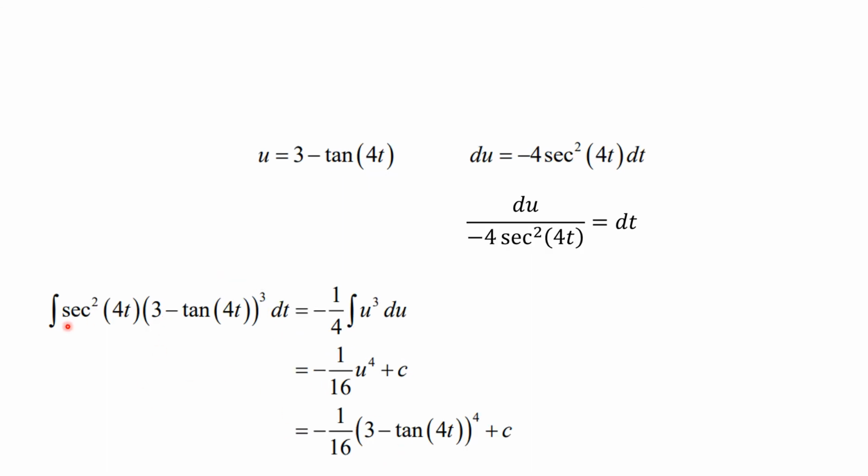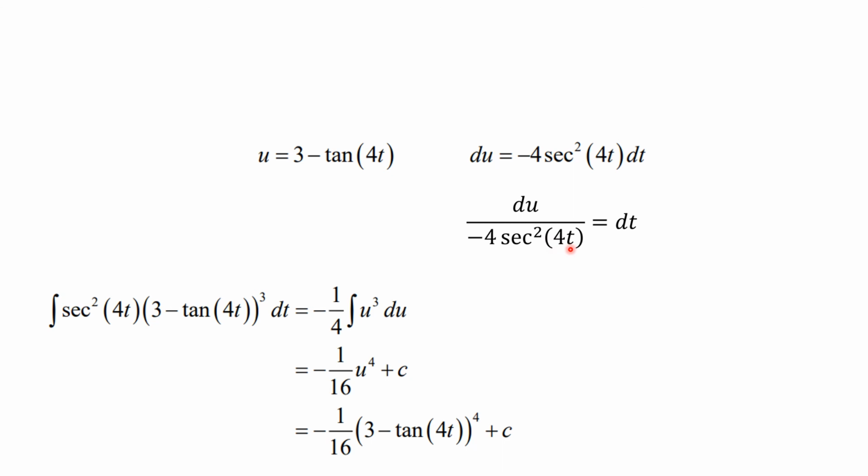This example, here's the one that we were going to do. So here's the problem as it will work. We will let u be 3 minus tangent of 4t. Then du is equal to, now the derivative of the tangent is the secant squared, and we have to use the chain rule. That's where the 4 comes from, and the minus comes from the minus sitting here. So du is equal to minus 4 secant squared 4t dt, and if I solve for dt, I get it as du over minus 4 secant squared of 4t.